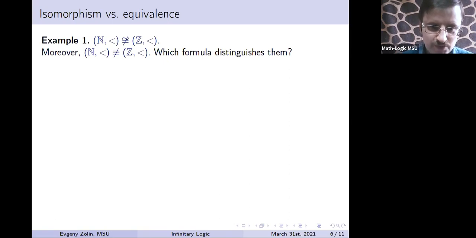In fact, we can distinguish. There is a first order closed formula. All formulas today are first order, so I will not say first order. There is a closed formula, a sentence, that is true in one model and false in another model. Can you write this formula?